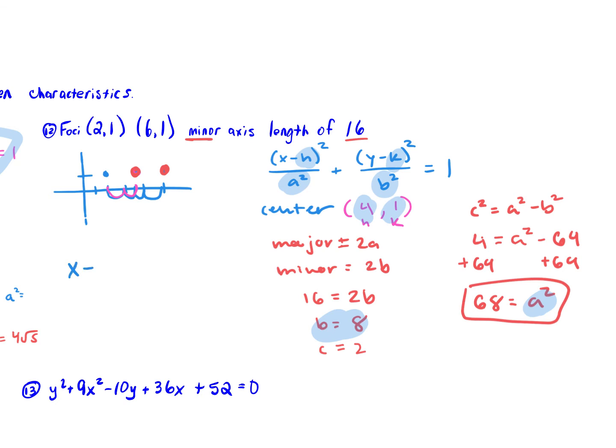x minus h, what's our h? 4, so x minus 4 squared, plus y minus k, what's our k? 1. And then that's equal to 1, and then we can put in our denominators. What's a squared? 68, and what's b squared? 64.